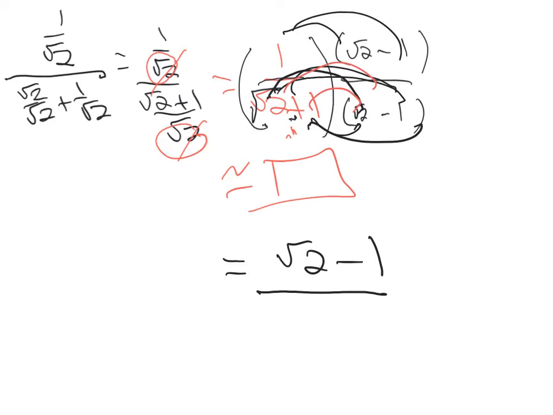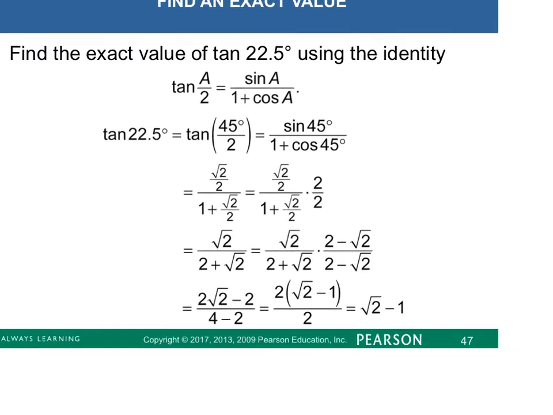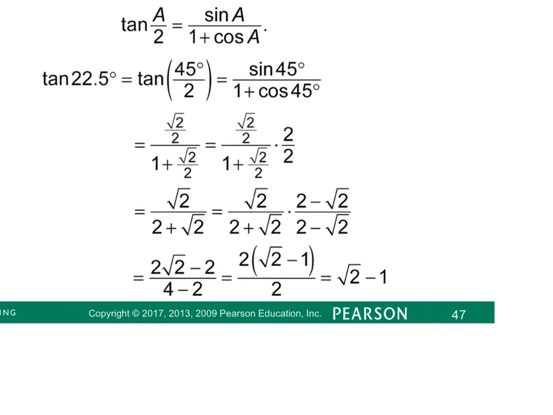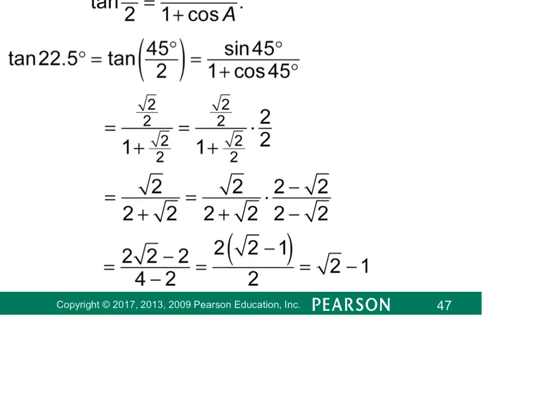So square root of 2 times square root of 2, that just turns into the 2. And 1 times 1 is minus 1. Final answer, square root of 2 minus 1 over 1, which is square root of 2 minus 1. Let's go back. Well, that was like 15 minutes of my life I'll never get back again. Let me go back to my formula.